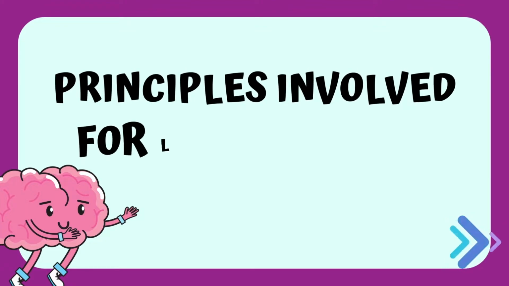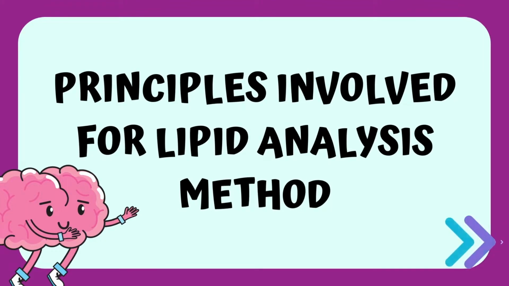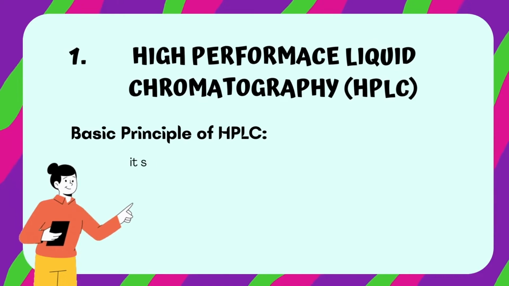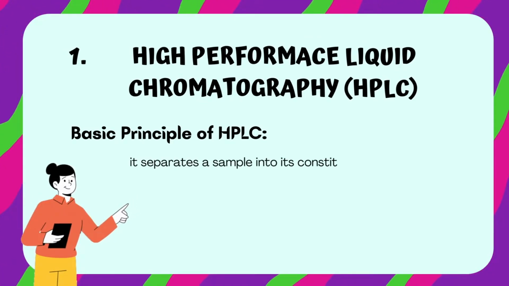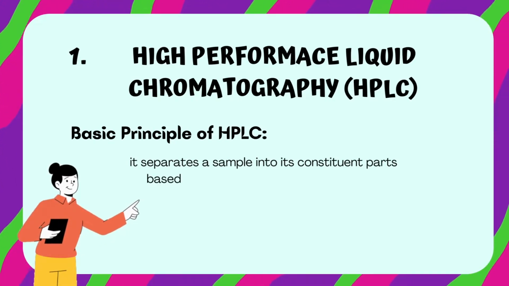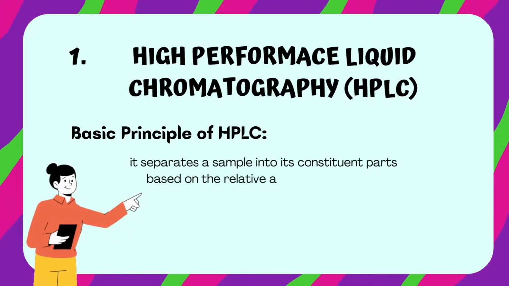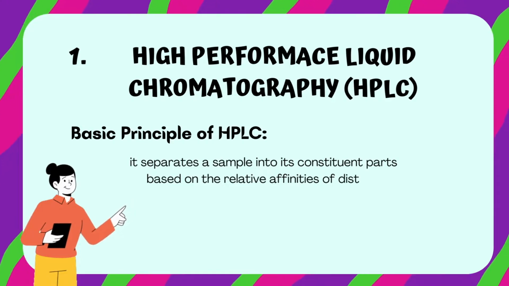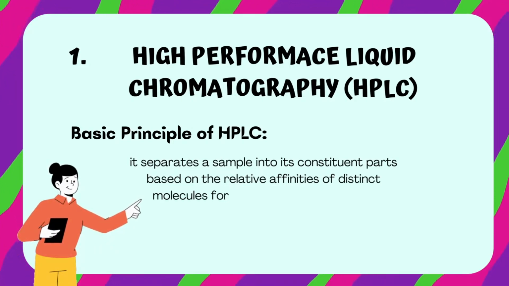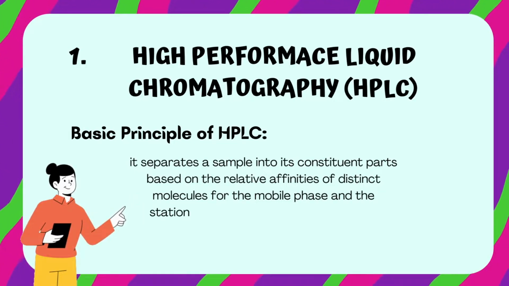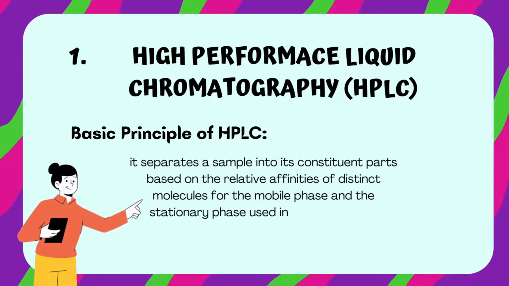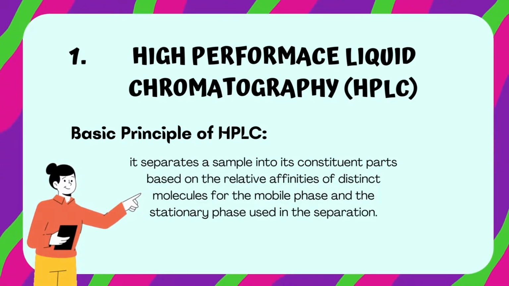So now we're going to move to the principles involved in lipid analysis methods. The first method for lipid analysis is high-performance liquid chromatography, which is known as HPLC. So what is the basic principle of HPLC? The basic principle is that it separates a sample into its constituent parts based on the relative affinities of distinct molecules for the mobile phase and the stationary phase used in the separation.